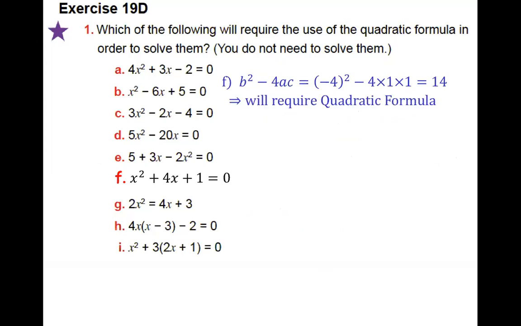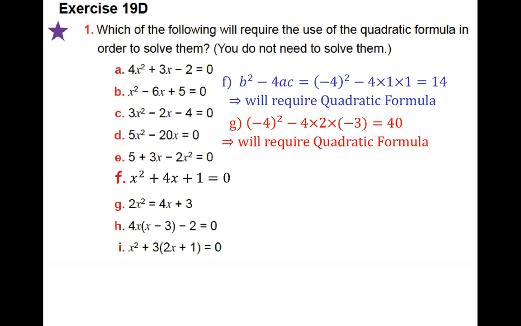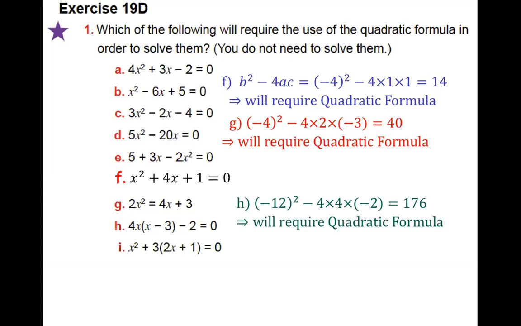For G, you need to rearrange it. So you get 2x squared minus 4x minus 3, and you get 40. So root 40 requires the quadratic formula. H, you need to expand. And once you've expanded it, you get 4x squared minus 12x minus 2, and 176. I don't know root 176 off the top of my head, so I will require the quadratic formula. And the last one, I get 24. I will require the quadratic formula.